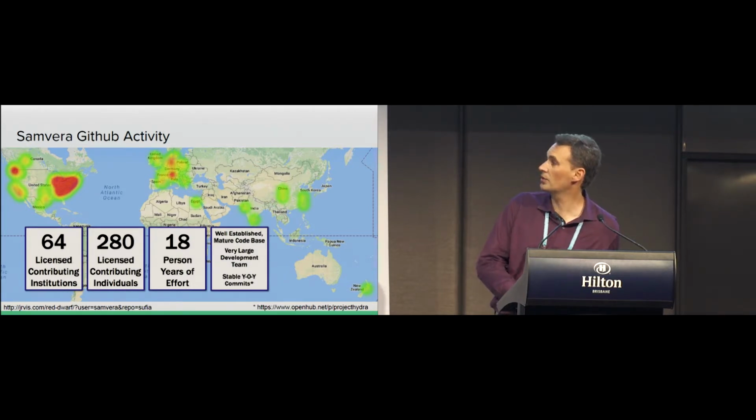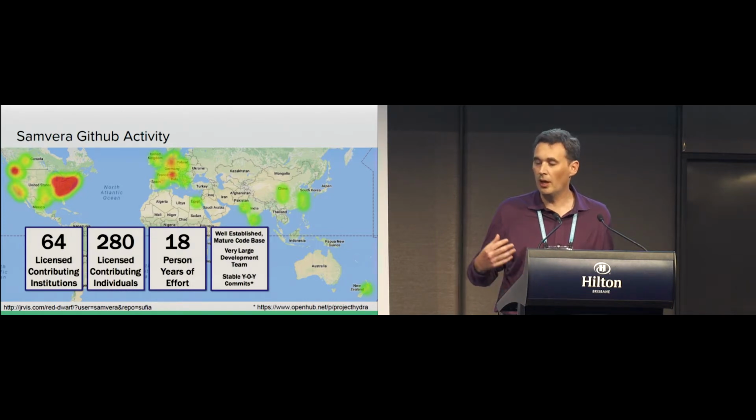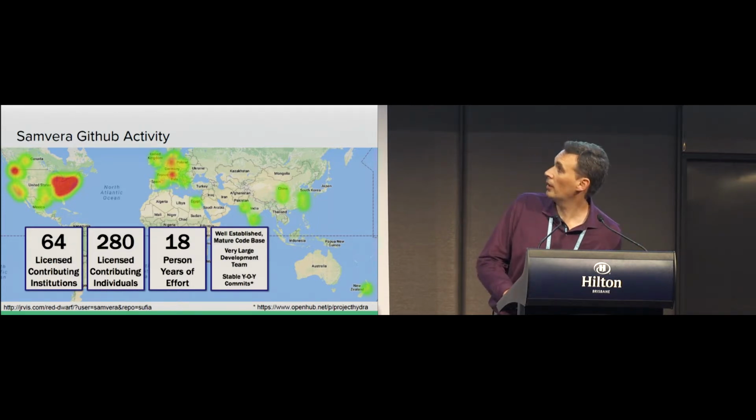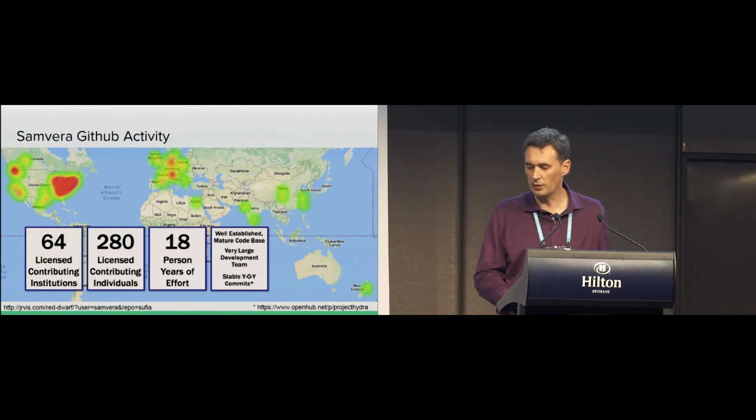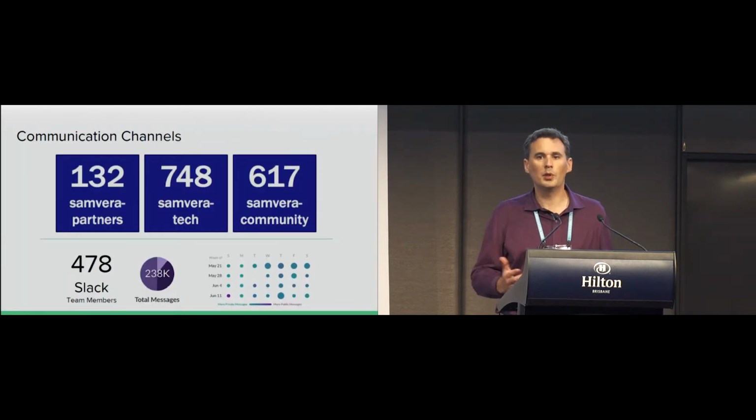The nice thing about this visualization is, though we're not seeing necessarily commits back, we are seeing increasing traction in some unexpected quarters of the world with these little green zones in various places, not the usual suspects. For communication, just to give you a sense of the size and scope, there are about 130 Samvera partners. These are people from partner institutions, 750 more or less people on the technical list, 600 plus on the community list. But what we've really seen, and I'd be interested to hear, is that Slack has just taken over as the predominant form of communication, and there are now approaching 500 active members on the Slack team.